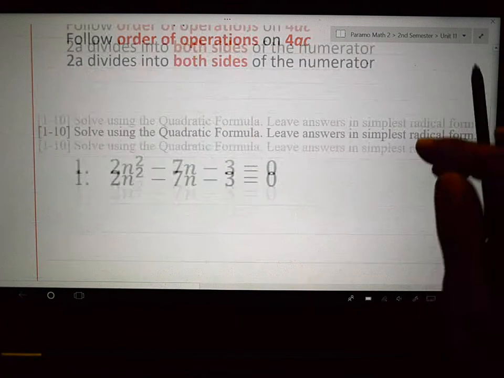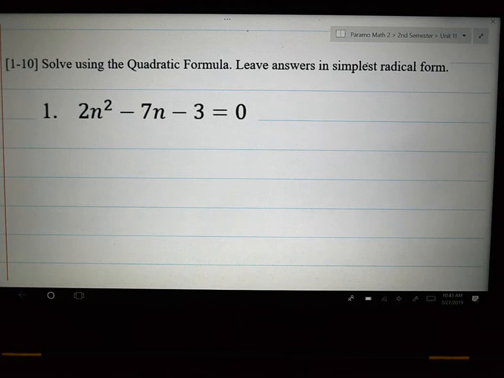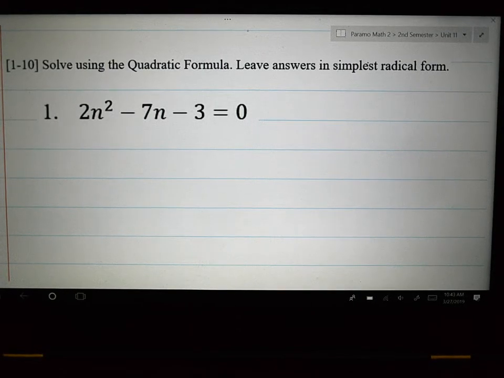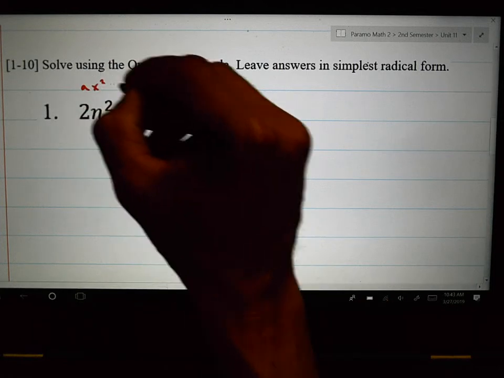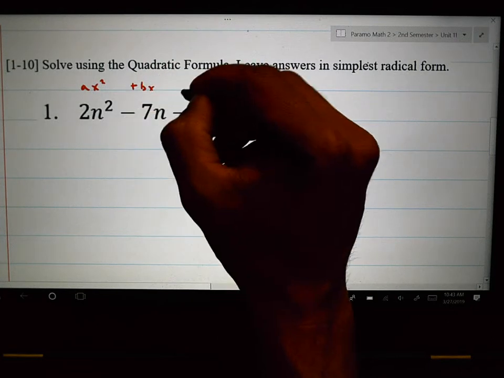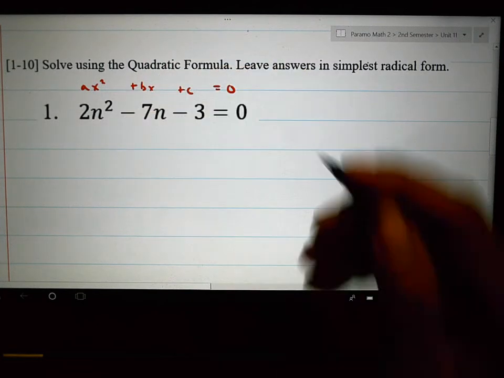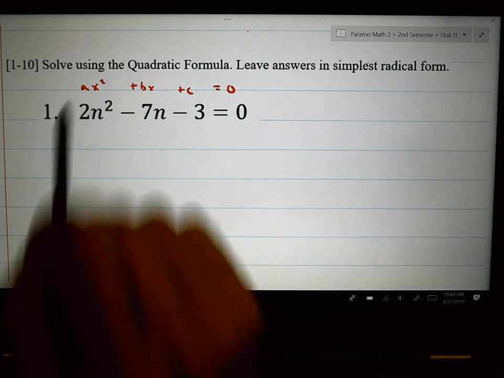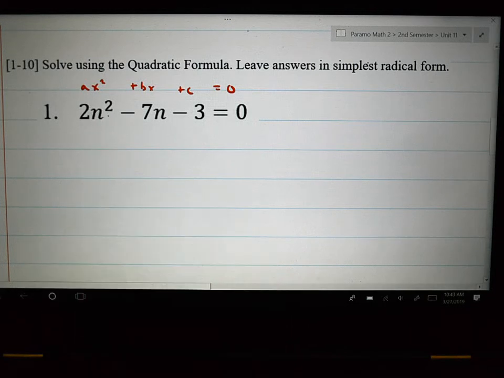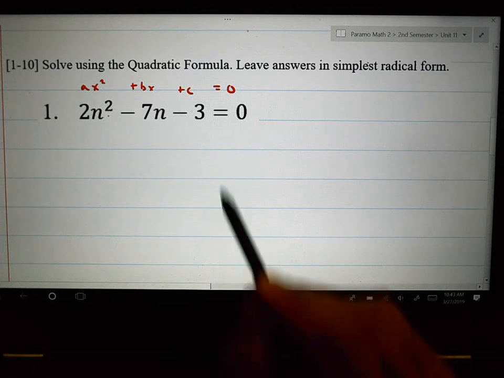So that brings us to our first example. This is number 1 on your worksheet. If you would like to do this with me, you may do so. The first thing I usually do, when I'm first starting, is I go, well, ax squared plus bx plus c equals 0. This is in standard form. It's equal to 0. It has the highest degree, which is the x squared. It has the x. It has the c.